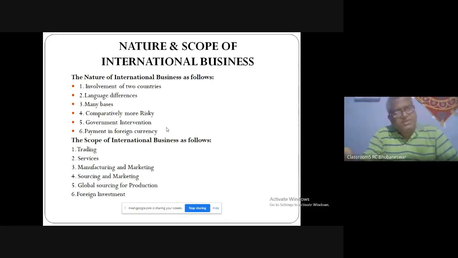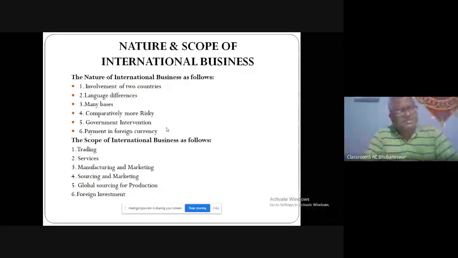In nature, there is an involvement of two countries, and there is a language difference. Language is one, and another is the many bases. Many bases means differences due to the natural resources. That base is something different. These are some of the natures.